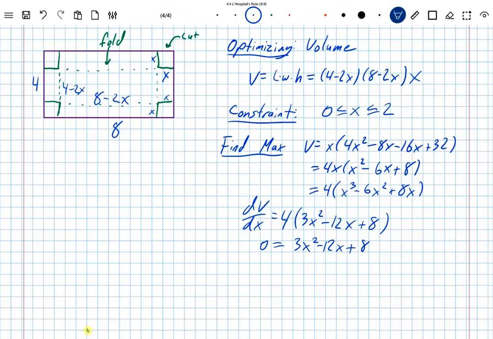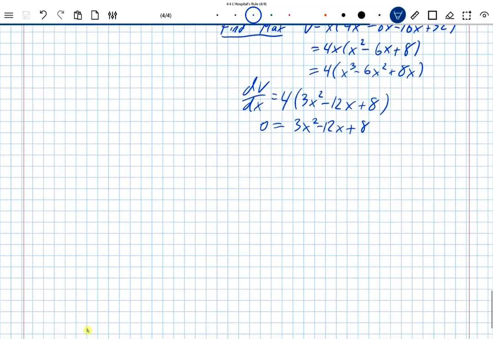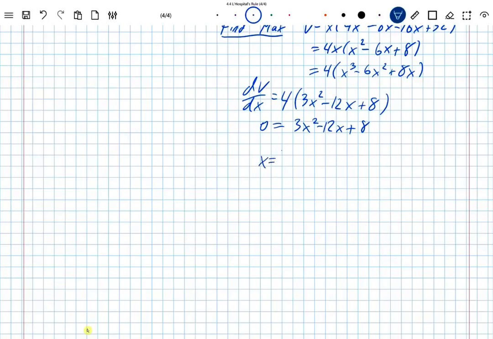Now I need to find where this quadratic is equal to 0. Do you think you can do it? Let's give it a try. Luckily, there's a nice formula for things like this. I don't think I can factor this in my head super easily, so I'm going to use that quadratic formula. When that quadratic is equal to 0, I get x equals negative b, so plus 12, plus or minus the square root of b squared minus 4ac, all over 2a. Great.